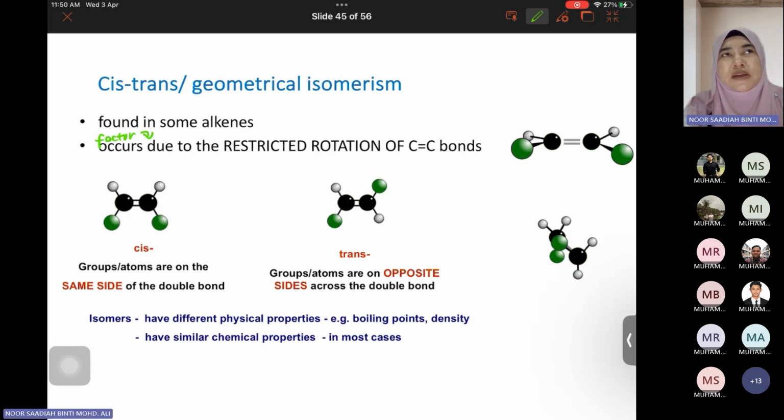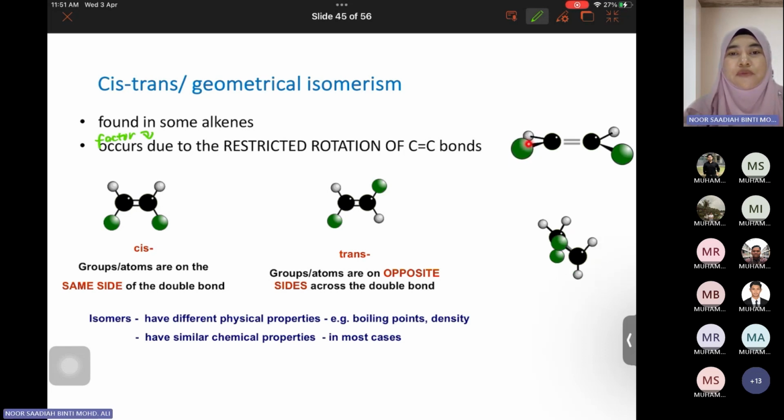Sometimes, if I'm not mistaken, there was an assessment asking students why the compounds can exhibit cis-trans isomerism. So the answer is that the existence of cis-trans isomerism is due to the restricted rotation of the carbon double bond carbon. Or in other words, it is because the carbon double bond carbon cannot be rotated.